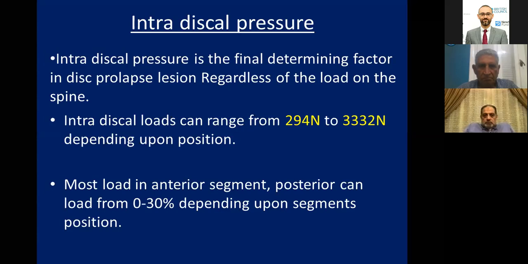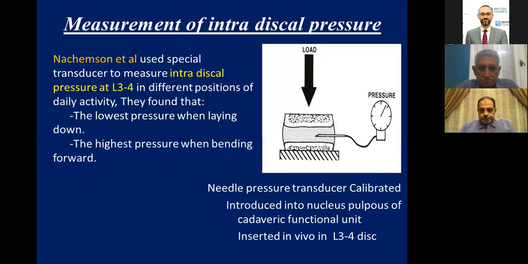Intradiscal pressure is the final determinant factor in disc prolapse lesion, regardless of the load on the spine. Intradiscal load can range from 294 Newton up to over 3000 Newton, depending upon position, which is a very high load. Most load is in the anterior segments, while the posterior can carry from 0 to 30% depending upon the segment position. And this is an experimental study to measure the intradiscal pressures in the lab.